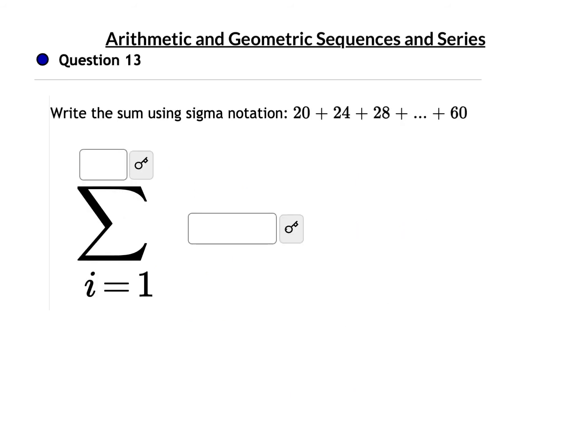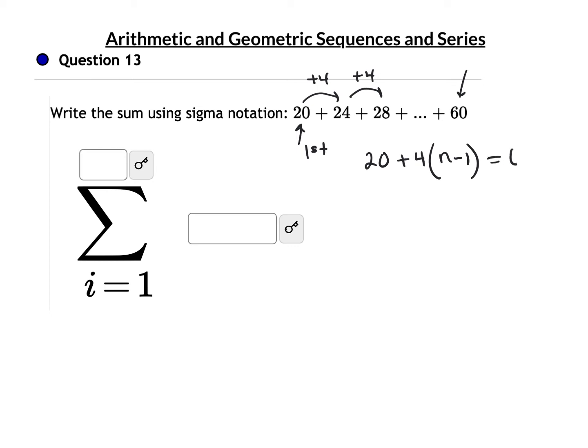Question 13. We're going to write this arithmetic sequence as a sum using summation. First thing we notice is that the common difference is 4; we're adding 4 each time we move forward. It'd be nice to know which term this is. This is our first term. If I start at our first term, which is 20, and I add 4 and move not n places forward, but n minus 1 places forward, because you're starting at the first term, you don't have to move n places forward, but always 1 less.